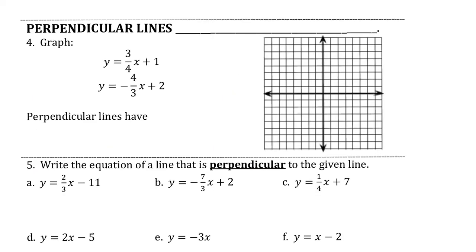Okay, now we're going to look at perpendicular lines. So these are perpendicular lines. I'm going to graph them, and then we're going to look at them to see why they are, in fact, perpendicular. So for this one, the y-intercept is +1. My slope is up 3/4. Okay, I'm gonna graph the second one on the same coordinate plane. So this is a positive 2.